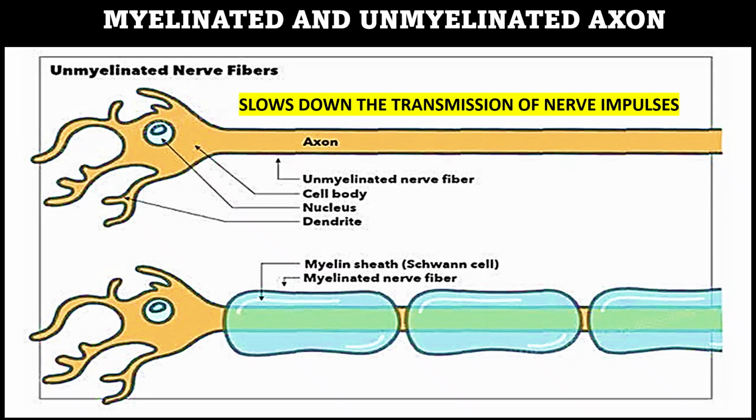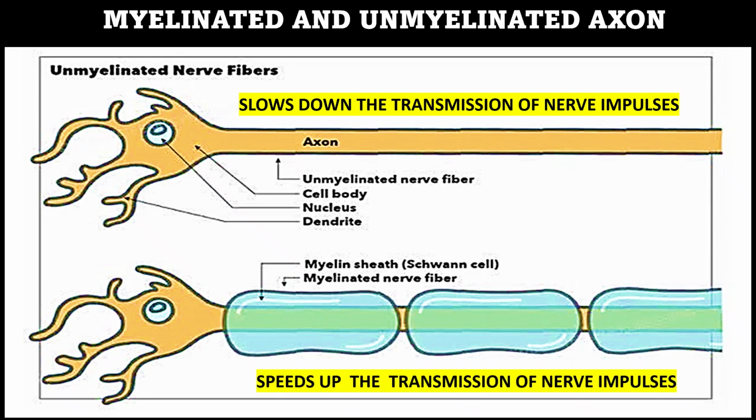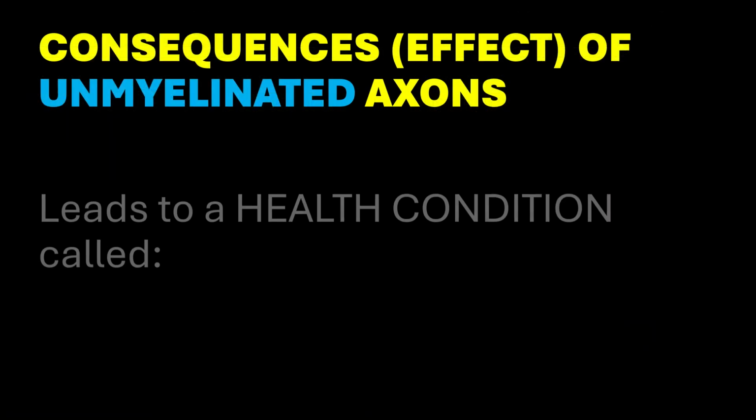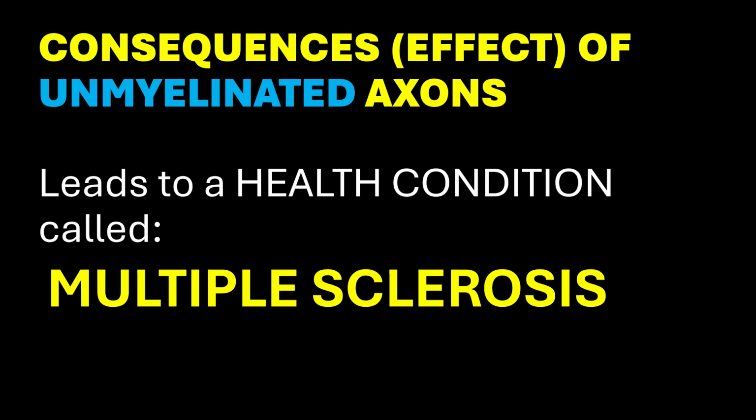So we have a neuron here, which is unmyelinated. It slows down the transmission of impulses. It will make the response very slow. This neuron is myelinated. It will make the response very quick. So which of these two neurons will support reflex action? It's going to be this neuron because this neuron will speed up transmission of impulses. It will cause impulses to travel quickly. This will cause impulses to travel slowly. So this neuron is not good for reflex action, but this neuron is good for reflex action. And the consequence of demyelinated axons leads to a condition called multiple sclerosis.